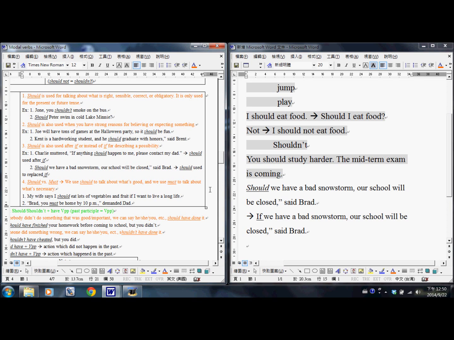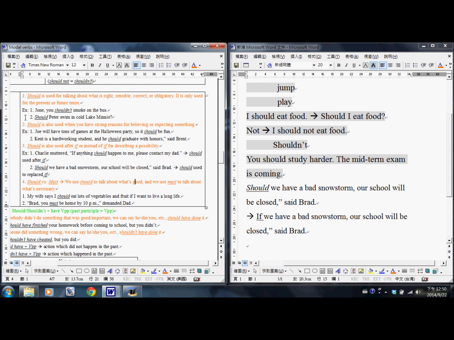So is it we should eat or we must eat? Of course it's we must eat because it's necessary. If we don't, we will die. So look at example number one. My wife says I should eat lots of vegetables and fruit if I want to live a long life. So it's actually good for me to eat vegetables and fruit. Now number two: Brett, you must be home by 10, demanded Dad. So it's not you should be home by 10, you must be home because it's necessary. It's a command coming from Dad.